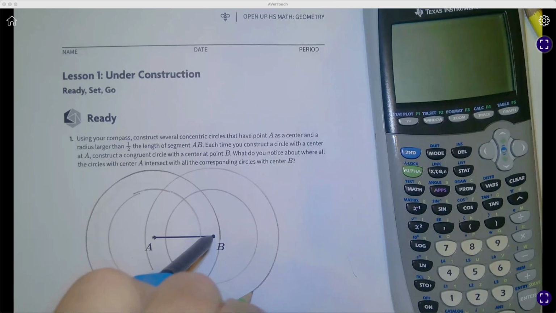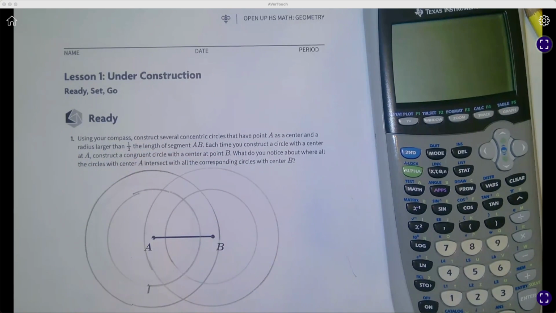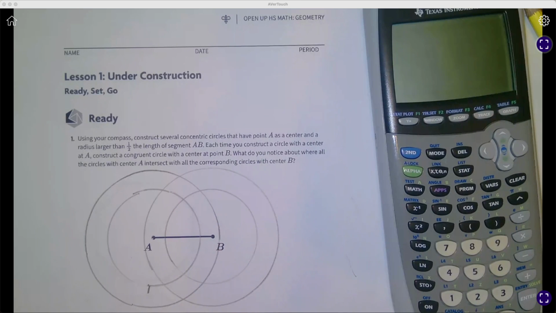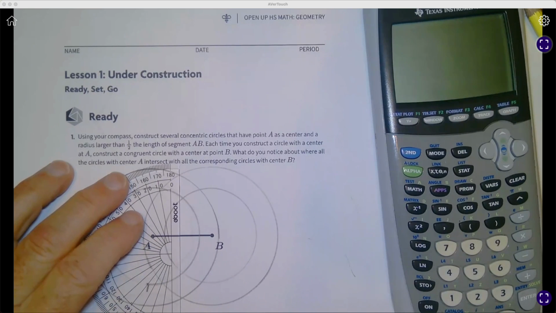And so there's a relationship there. And that relationship is that radius is the same distance from the point A to point B, right? They're the same distance. So what we just created is this thing called a perpendicular bisector. So perpendicular means it makes a 90-degree angle.